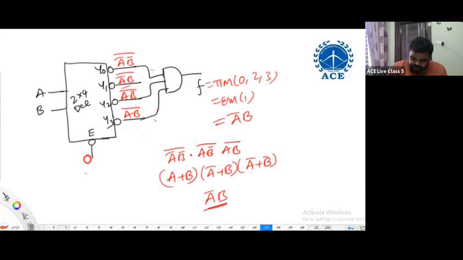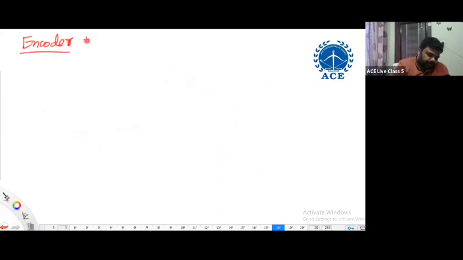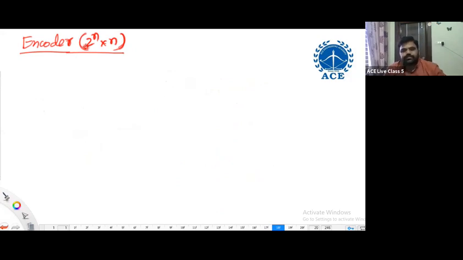Yes. Now, encoder. 2 power n inputs to n outputs is an encoder. Exactly the reverse operation of a decoder is an encoder.